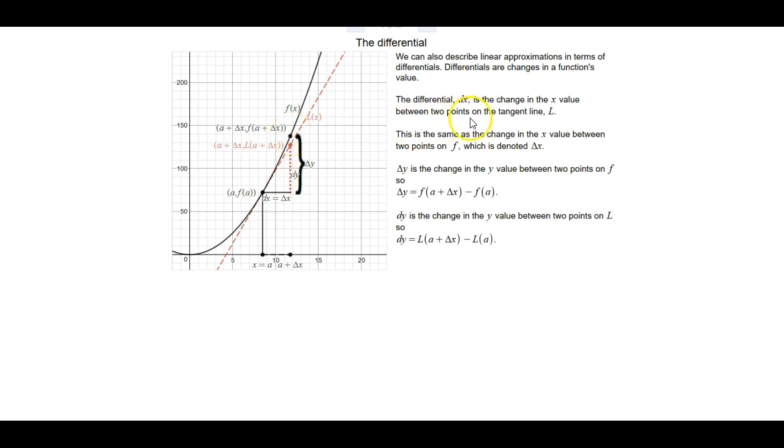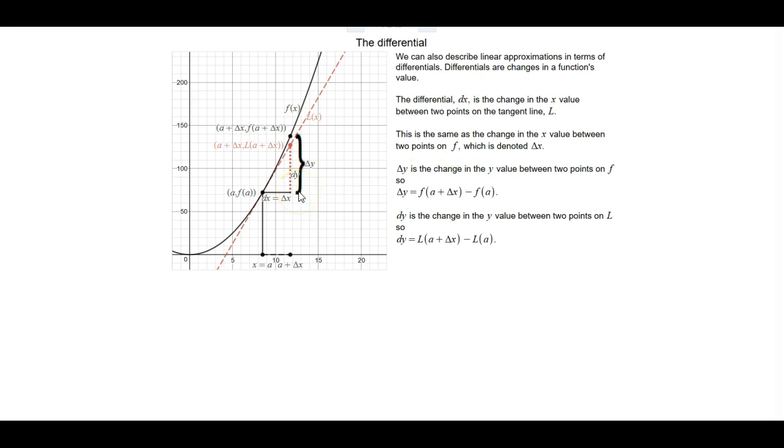So let's start off with some definitions. dx is called the differential, which is the change in x between 2 points, either on the tangent line or on the function itself. dx is equal to delta x. So then the dx is called the differential because it's just basically the change in x.